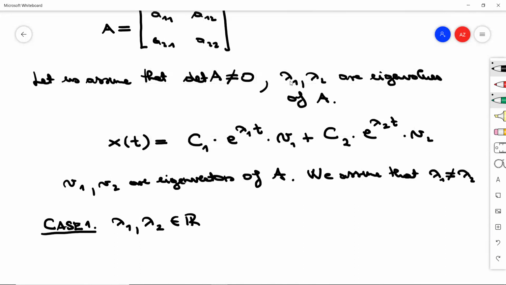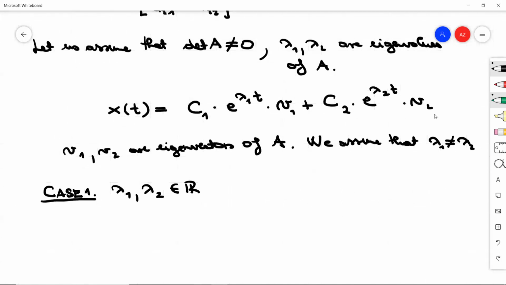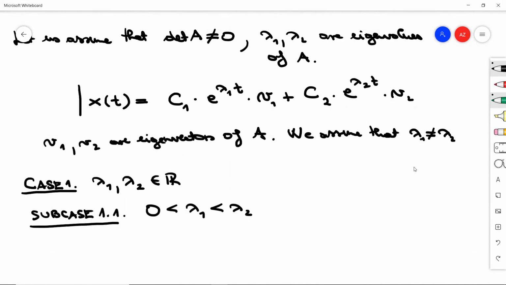And let's say that the first subcase will be that both are of the same sign. So subcase 1. Let's say that both are positive. And we order them in increasing order. So lambda 1 is smaller than lambda 2, and both are positive. This will be our solution which we are going to observe.